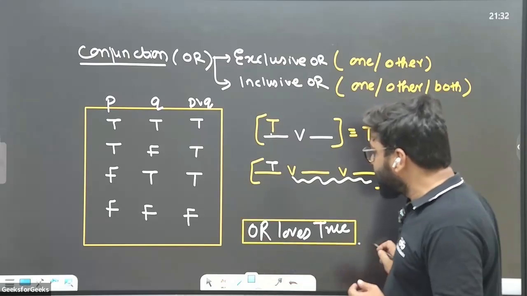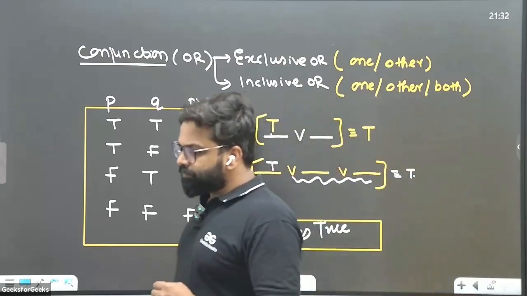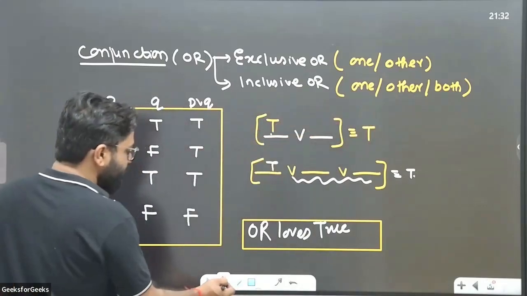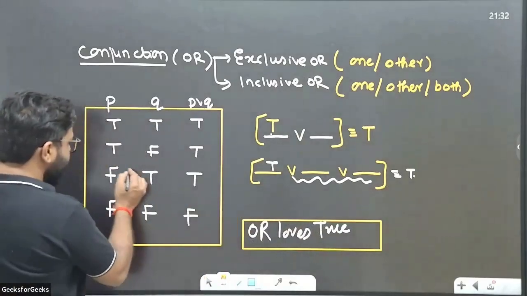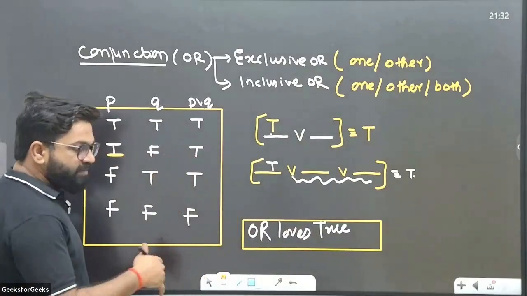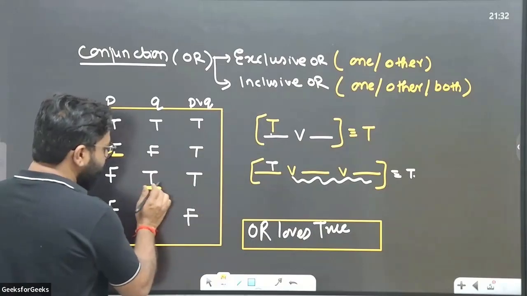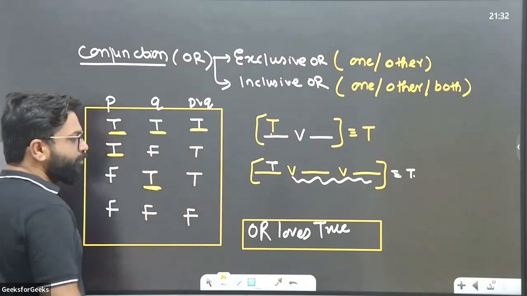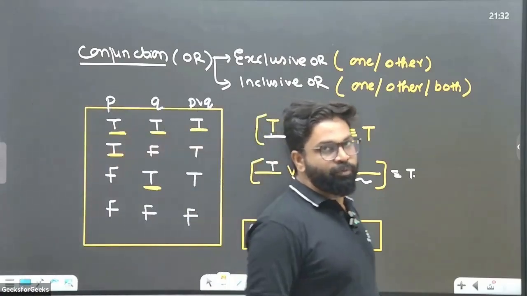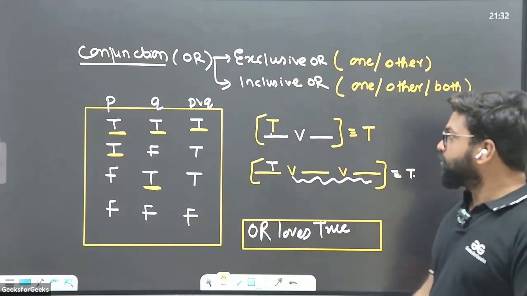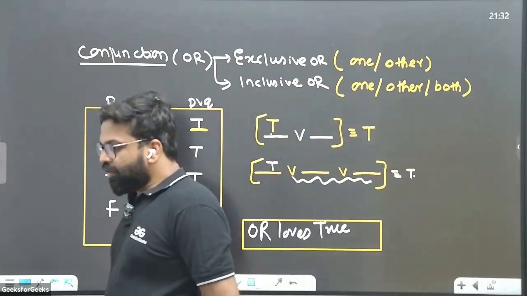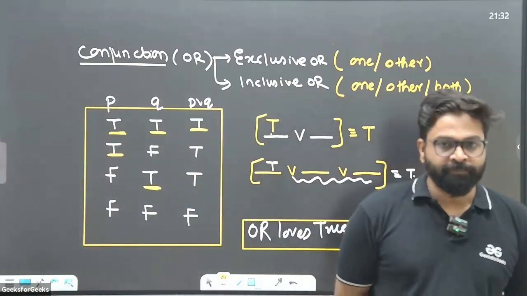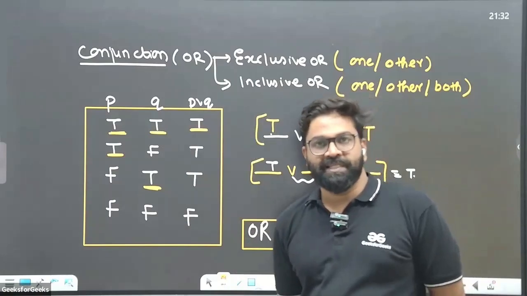Again, I am not telling you to remember the truth table. Everybody knows about the truth table, and here I can say one or other or both. For example, if this is true, then this statement will become true; or the other, again this statement will become true; or both, then again this statement will become true. So we can say that P or Q will become true. This is the concept related to your inclusive or. Inclusive or says one or other or both. What you can learn from this topic is basically that or loves true.